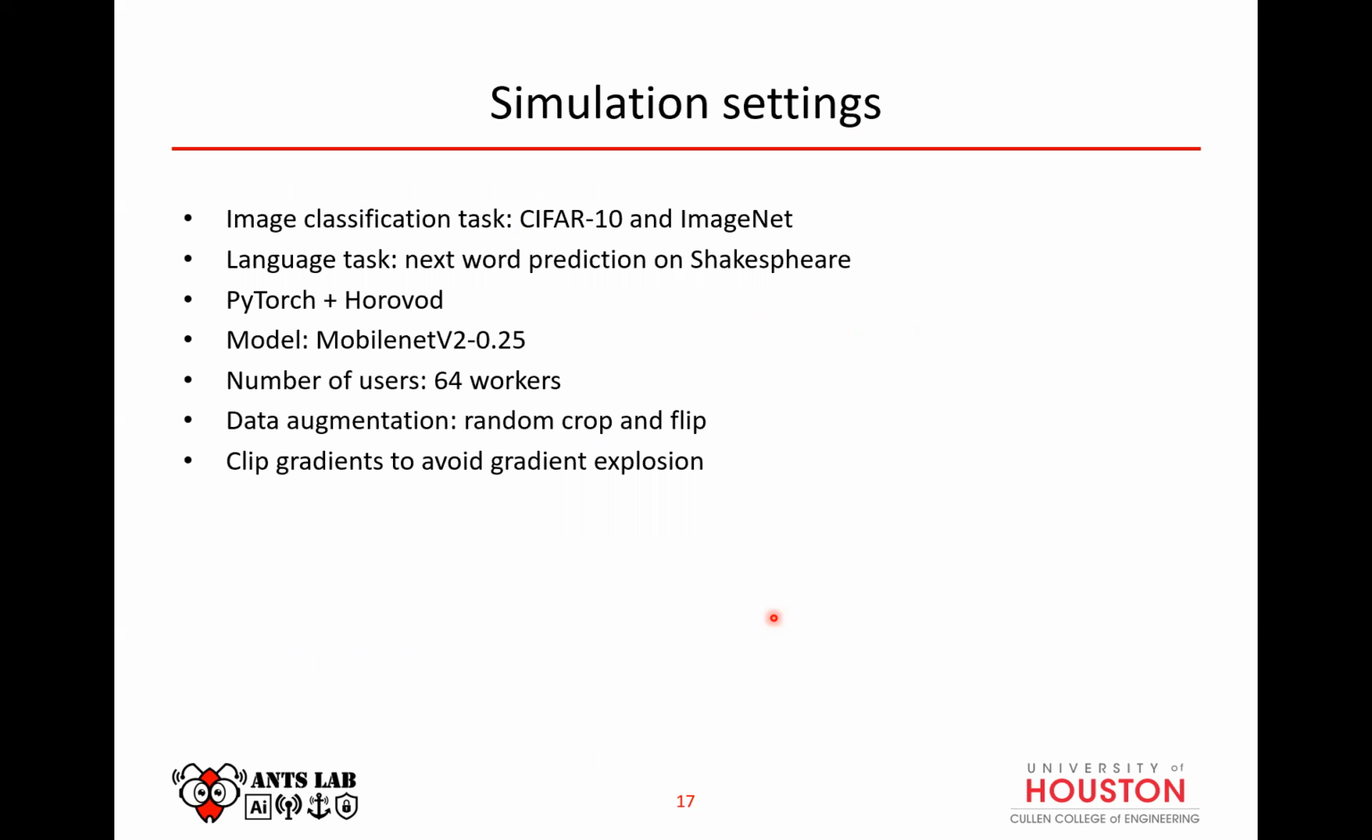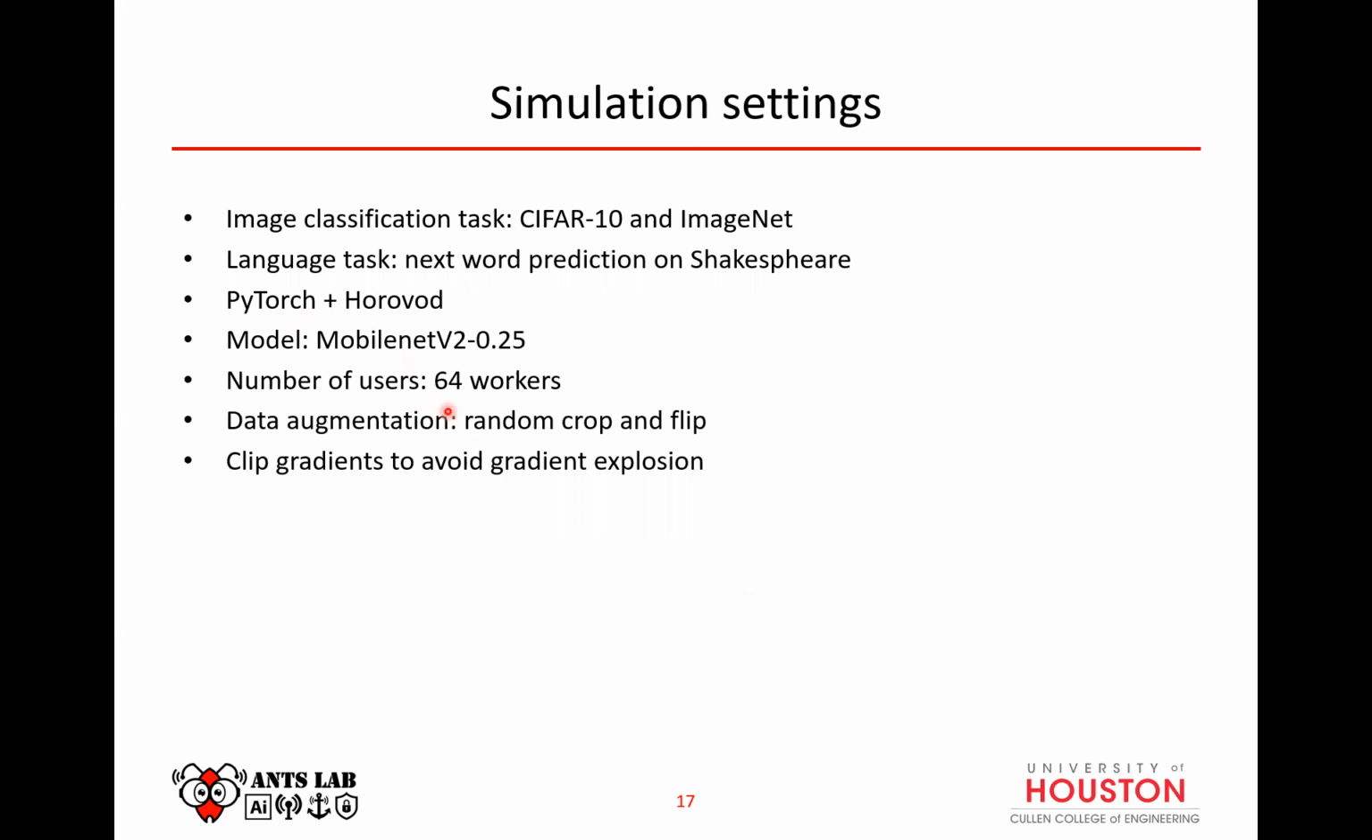For the simulation, they are using CIFAR and ImageNet for the image classification task. And they also do a language modeling task. For that, they use next word prediction on the Shakespeare dataset. They use PyTorch, and they use Horovod, which is a distributed learning framework that was proposed recently. So they use this open source distributed learning framework along with PyTorch. And the model that they use for training on all of these datasets is MobileNet V2.